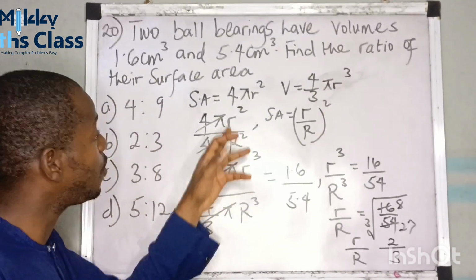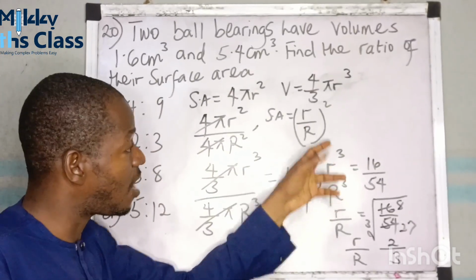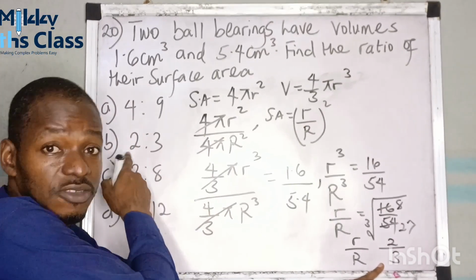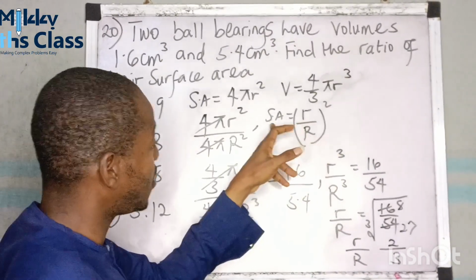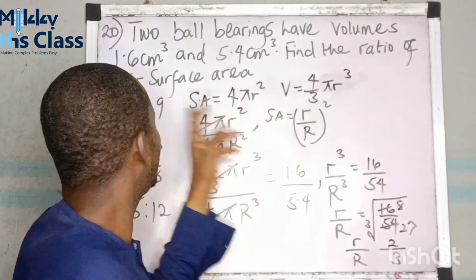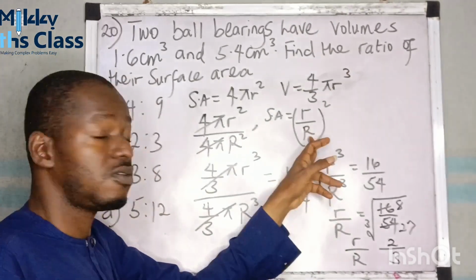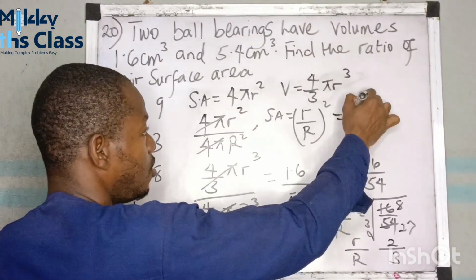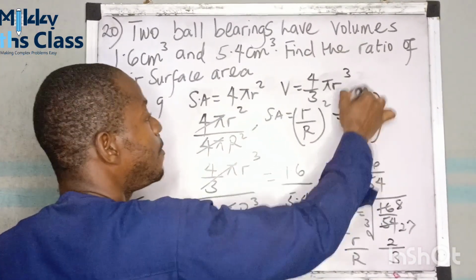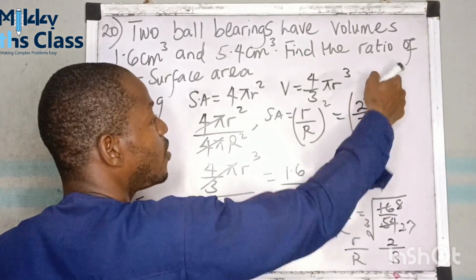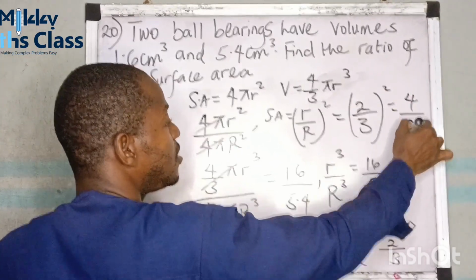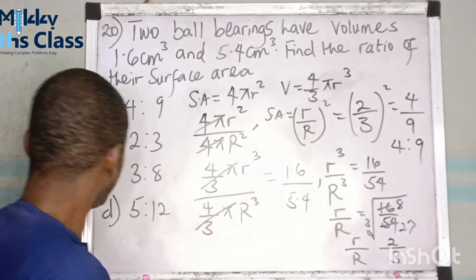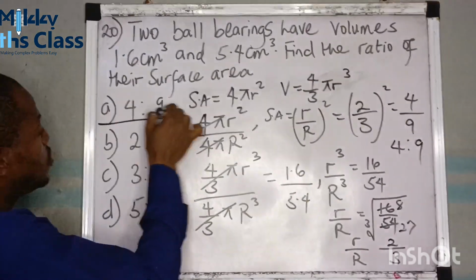Remember, the surface area ratio was given by r over R all squared. You see, 2 over 3 was in the options, but that's not the answer. Because they say find the ratio of their surface areas, that's r over R all squared. So the ratio of their surface areas will be (2/3) squared. 2 squared is 4, over 9. So that's 4 ratio 9, which is option A.